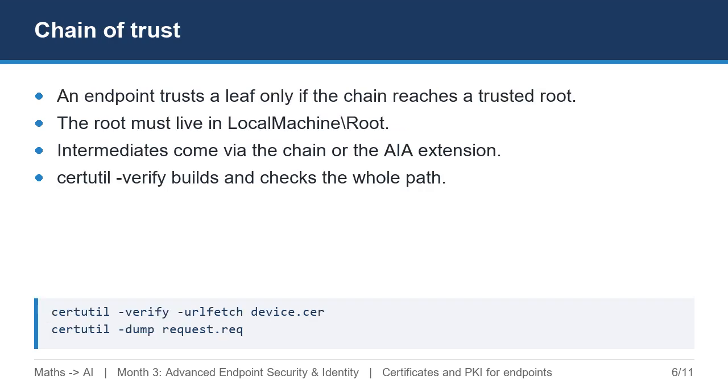Validation works by building a chain. The endpoint takes the leaf certificate, finds its issuer, finds that issuer's issuer, and walks up until it reaches a self-signed root. That root must already be trusted, sitting in the local machine root store. The intermediate issuing CA is usually supplied in the chain or fetched via the AIA extension. To check all of this from a Windows endpoint, certutil -verify -urlfetch builds the chain, fetches revocation data, and tells you exactly where it breaks.